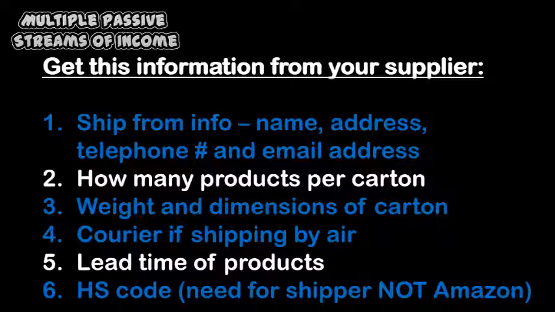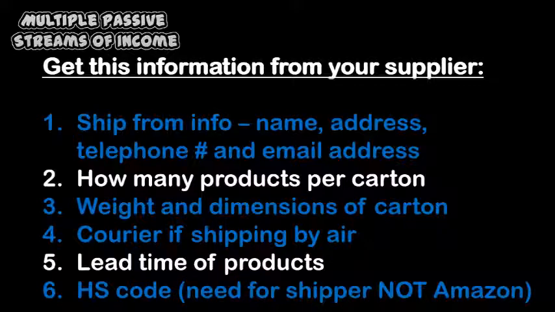If you are air shipping or you're having your supplier do the shipping for you, ask them the courier that they're using. Ask them the lead time of your product, which is the time they expect to have your product manufactured and ready to ship. Some shippers may need the HS code, so ask your supplier for that as well. You won't need that for your shipping plan on Amazon, but if you plan to employ a shipper, you may need that code for them. The HS code is the code used by customs to identify what type of product is being shipped.